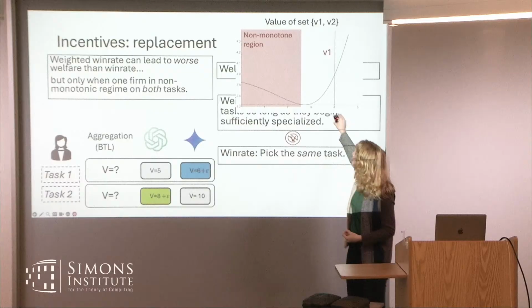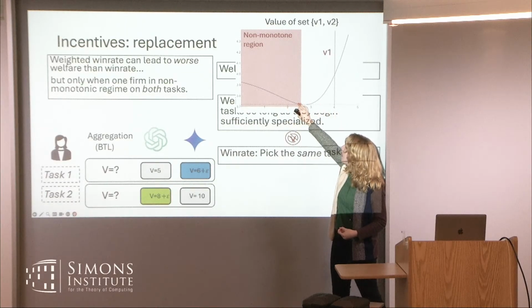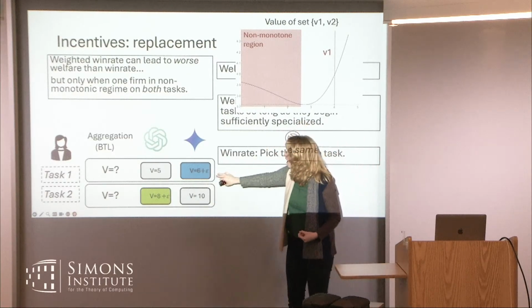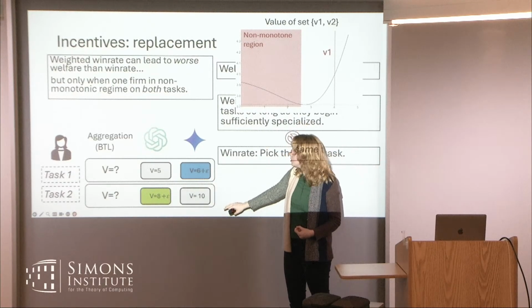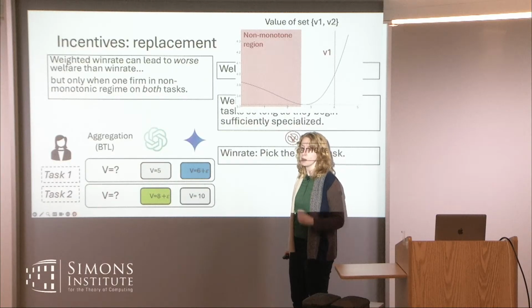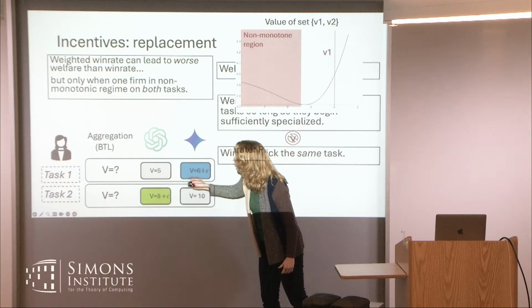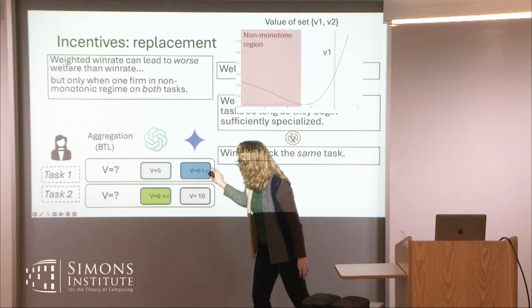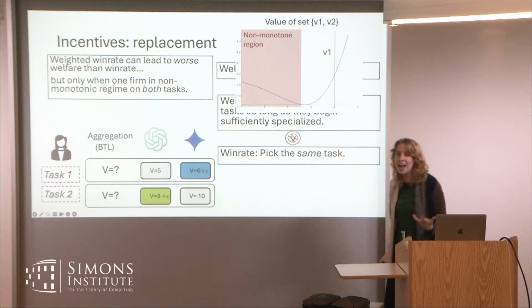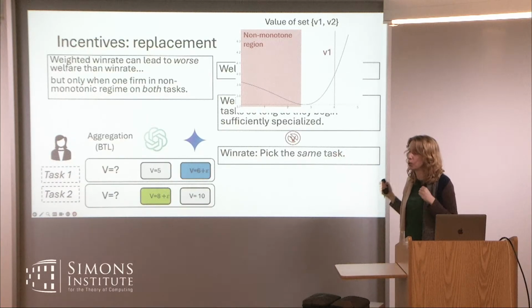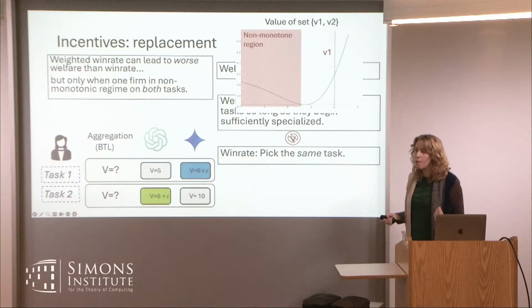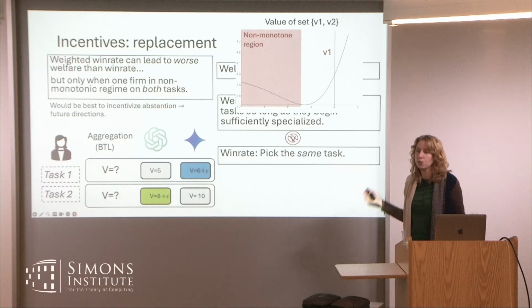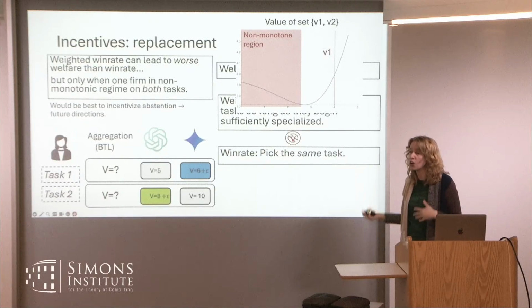So you remember this diagram before? We had this red diagram here that's the bad region. The only scenario where weighted win rate is worse is when you look at both tasks and one of the models is in the non-monotonic regime on both of them. So that's what's happening here if you set the values appropriately. This first model is worse than this second model on both tasks. And no matter what task it picks, it's always going to make things worse for the consumer. So you're in a very unique situation where one model is out of luck, because any task it picks to improve on, it's going to harm the consumer.